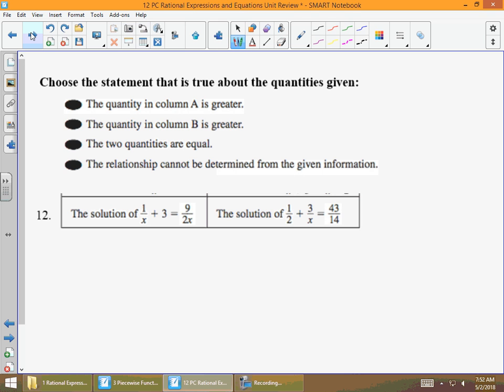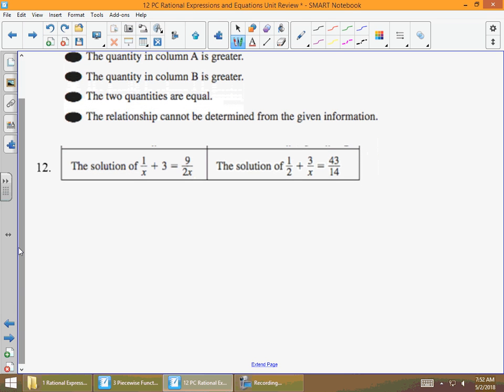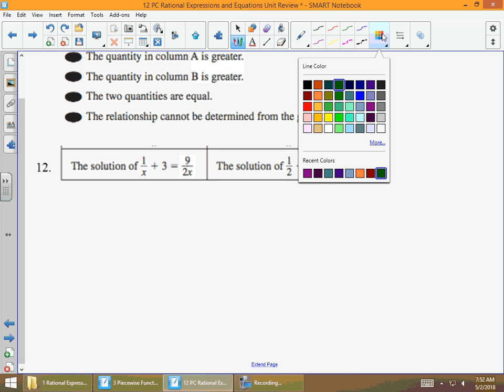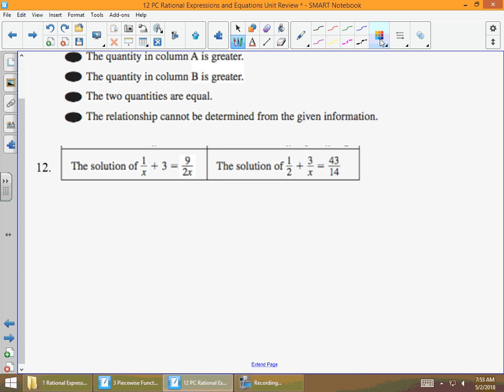Same thing here with 12. We're doing the same process. We're going to clear the denominator again, and with these two problems, we don't have the option of cross-multiplying. So make sure you don't just cross-multiply, because we have multiple fractions going on. So for number 12, column A over here, I'm going to go ahead and put that 3 over 1. My most complicated denominator is 2x, so I'm going to multiply every term by 2x.